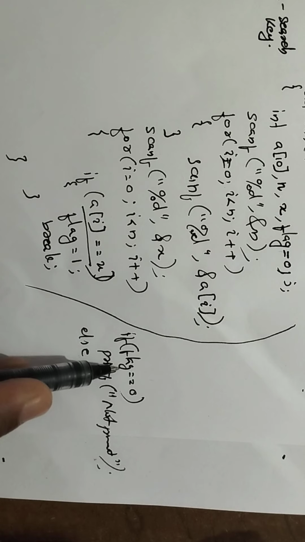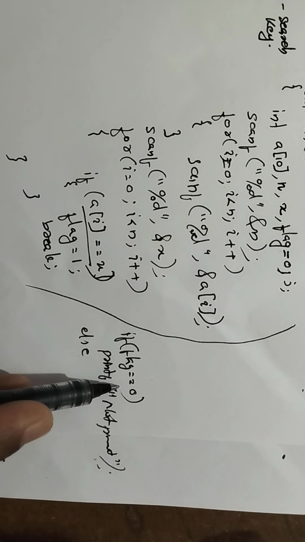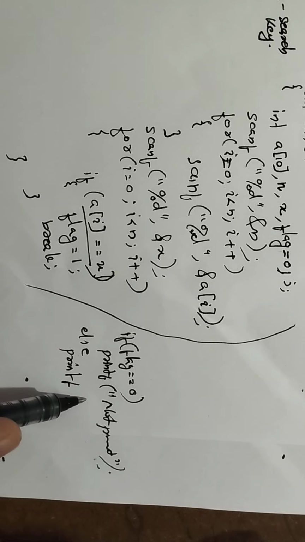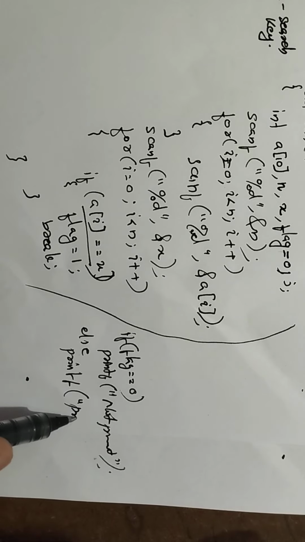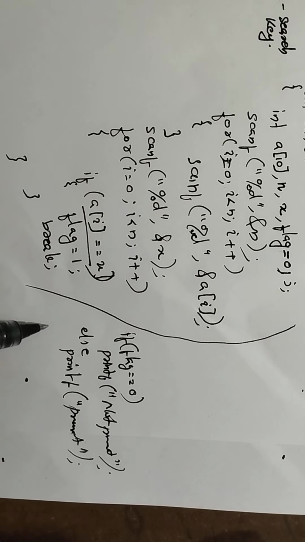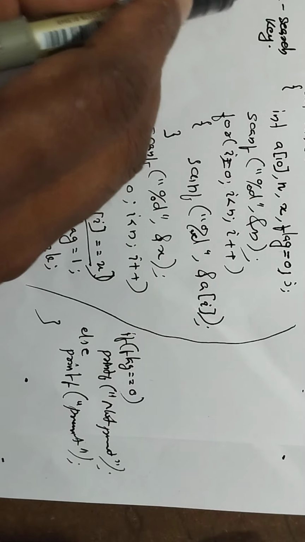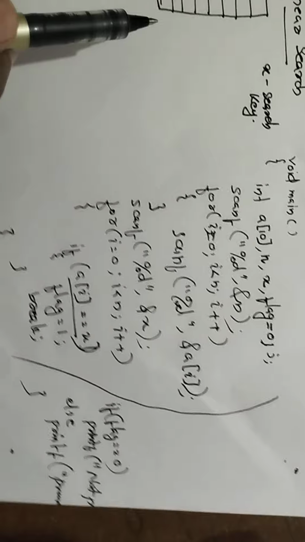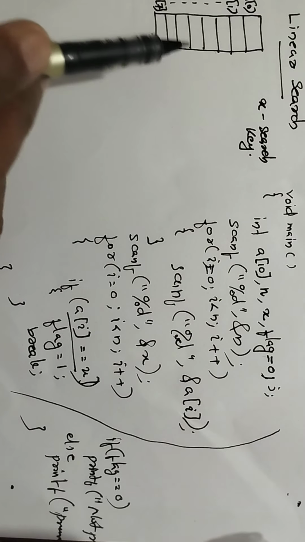So if flag is not equal to 0, we can say that the value is present in the array. This is the idea behind linear search, and linear search is nothing but checking whether an element is present in the array linearly. Thank you.